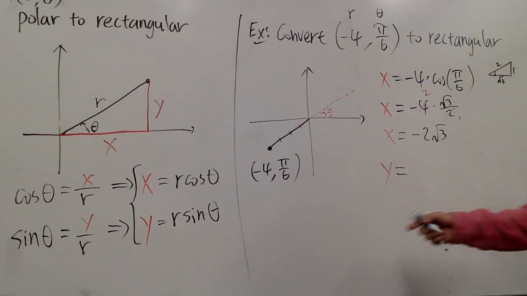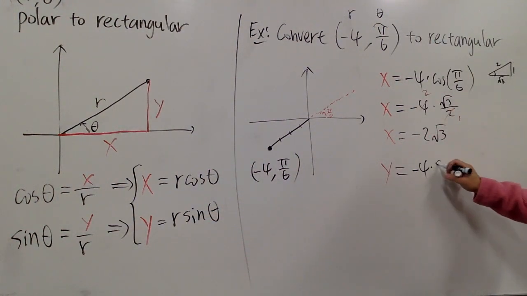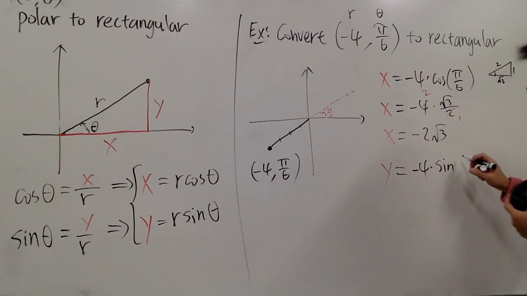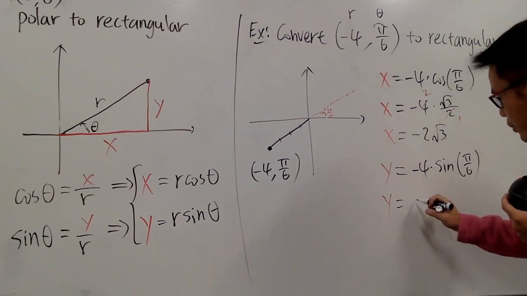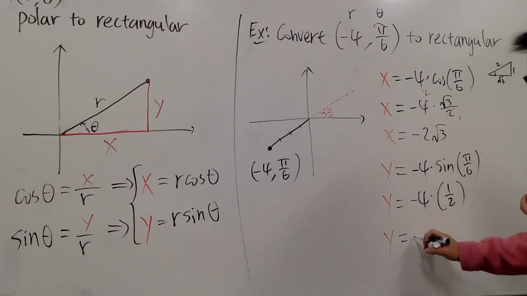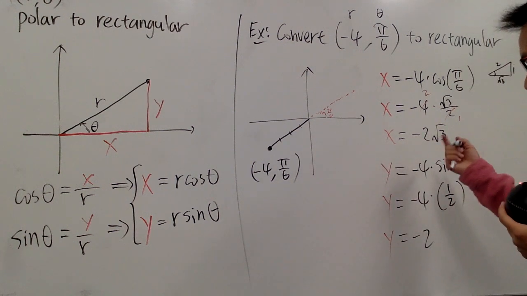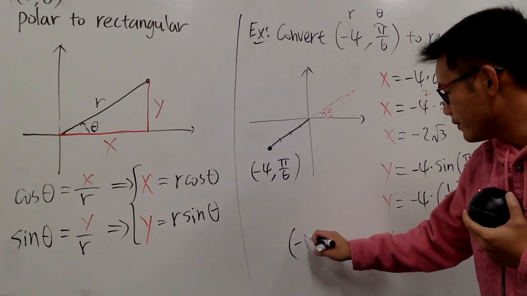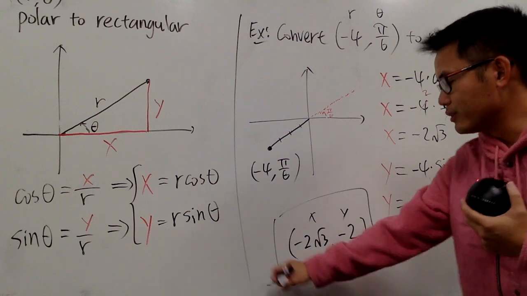This is equal to, it's the same thing, r, which is negative 4, but this time you multiply by sine of the angle, which is pi over 6 right here. I can look at this picture again. Sine of pi over 6 is this angle, is 1 over 2, right? So y is equal to negative 4 times 1 over 2. Of course, y is equal to negative 2, right? So the deal is, we have this point in the rectangular form, it's equal to negative 2 square root of 3, comma, negative 2, x comma y. And this is the only answer.